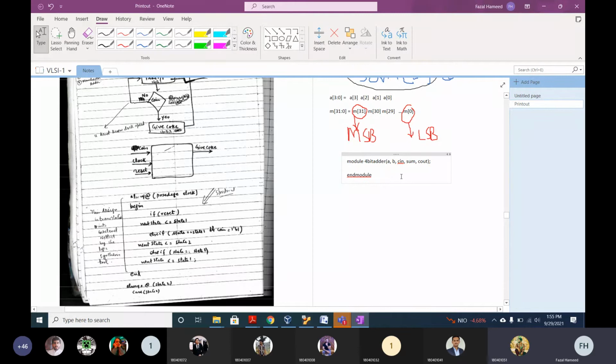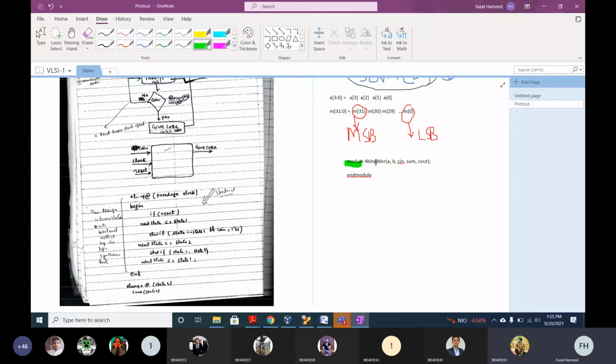So when you have to write any code, module is the keyword. You have to use this module. 4-bit adder, you can give any name. For instance, Gulbaz Khan, if one of your colleagues, you can give any name to this module. And you have to write the interfaces.